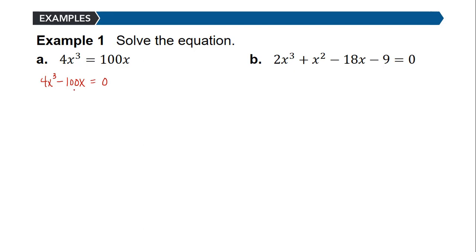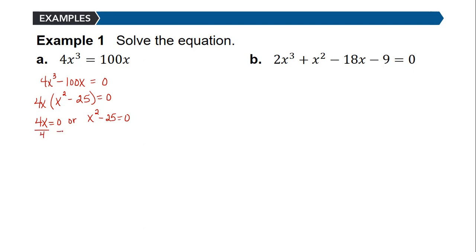We look for a common factor, which there is one. Both 4 and x divide each of those terms. So when we factor out the common factor of 4x, we're left with x squared minus 25 is equal to 0. Now, if you want to factor x squared minus 25 as a difference of squares, you may, but we could also set each of these factors equal to 0. This gives us 4x equals 0, or x squared minus 25 equals 0.